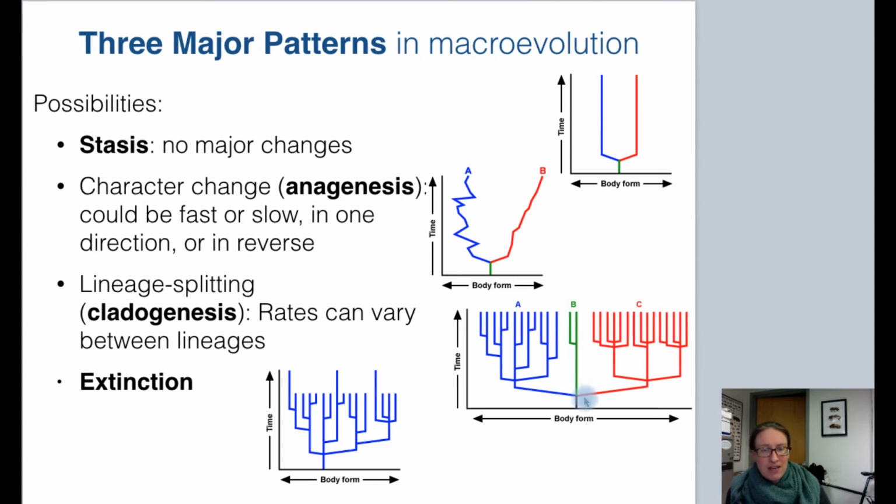Or there can be a very consistent, regular rate of cladogenesis through evolutionary time, as shown for taxonomic group A. Or there could be an alternation of stasis and then a whole bunch of cladogenesis all at once. So it's all possible. And we do also see a lot of examples of extinction through evolutionary time as well.